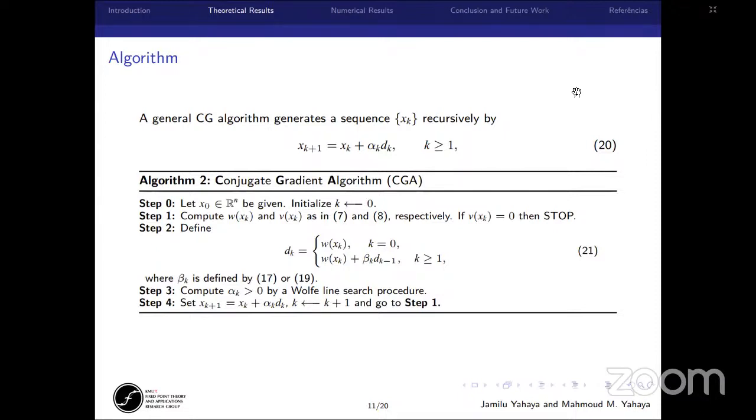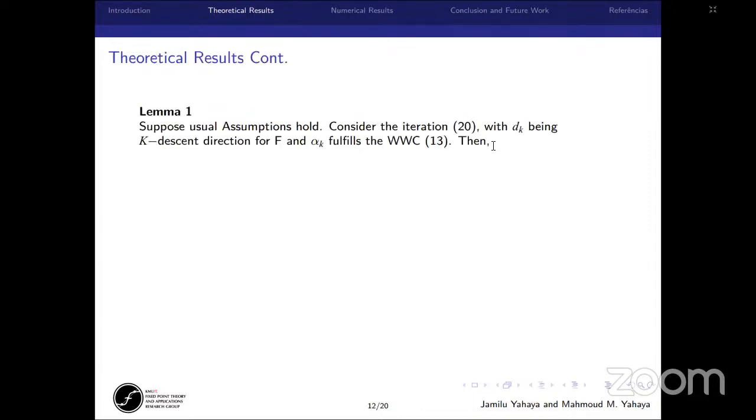The next step, step number 3, is the evaluation of a suitable step size. For the step size, we use Wolfe line search based procedures, which have some conditions as was stated previously by my colleague. The fourth step is the update of the next point. Once you have dk and alpha k, you can use the previous point you started with to update the next point. Then you increment the counter and move on. My colleague will talk about some of the theoretical results as stated here.